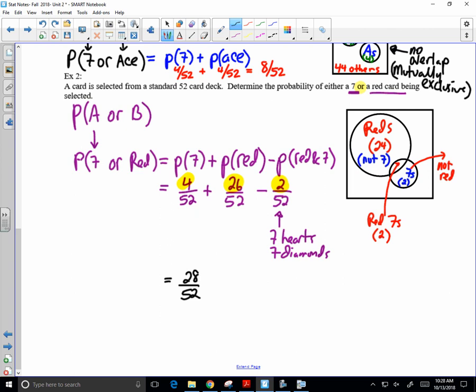And in fact, I could have used this rule for that last question. I could have said P of 7 plus P of 8 minus P of 7 and 8. And then I would have done 4 out of 52 plus 4 out of 52 minus 0 out of 52, because there are no cards that are both 7 and 8 at the same time. So using the same rule, I get the same answer, just I'd have a little extraneous component that I don't need.